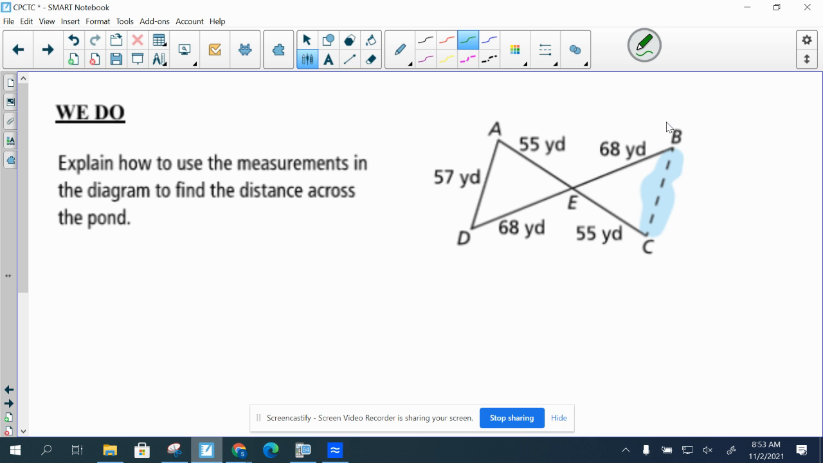Now we have a basic application here that explains how to use the measurements in the diagram to find the distance across the pond. So, do we know that these two triangles are congruent? Yes, because you have 55 and 55, so that's the same. And then you have 68 and 68, that's the same. And then you have vertical angles.